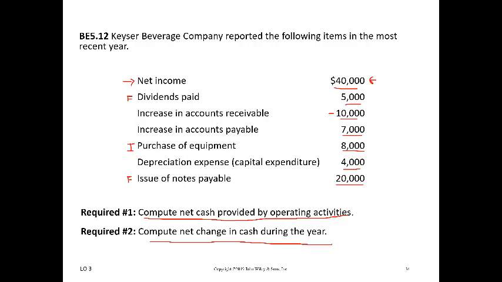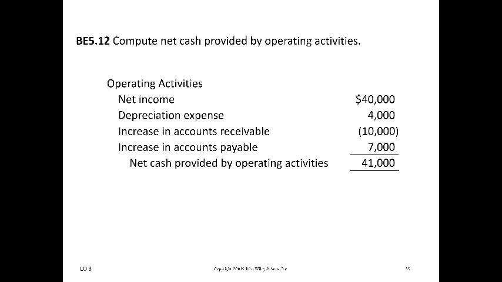We have an increase in accounts payable, which we're going to add to net income, because the increase in accounts payable represents expenses that we didn't pay any cash for. And then we have depreciation expense, which is a non-cash expense that we need to add back. So it's an expense that we recorded but isn't associated with any cash. So our cash flows from operations are $41,000.